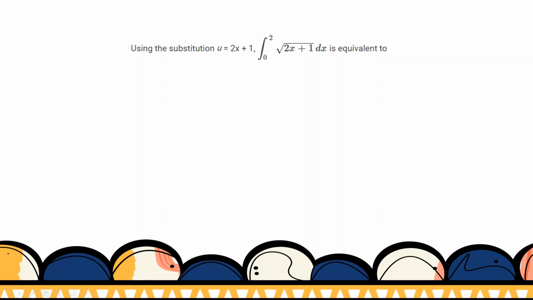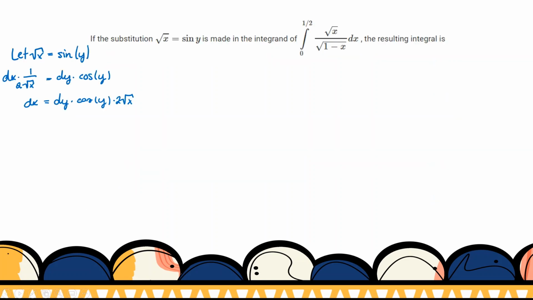So we could even write this as dy times cosine y times 2 sine y. Okay, so we have the integral from 0 to 1/2, and note this is when x equals 0 and x equals 1/2. So when you do substitution, you also need to change the limits. And we have the square root of x over 1.